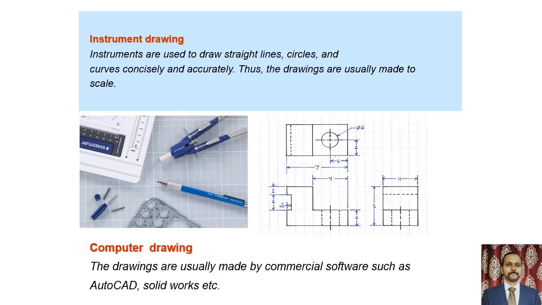And when we draw this engineering drawing with the help of a computer, then we can say it is CAD, or computer aided design or drafting. And we know that there are a lot of software packages in the market. AutoCAD is there, SolidWorks is there. So these drawings are usually made by these commercial software packages.